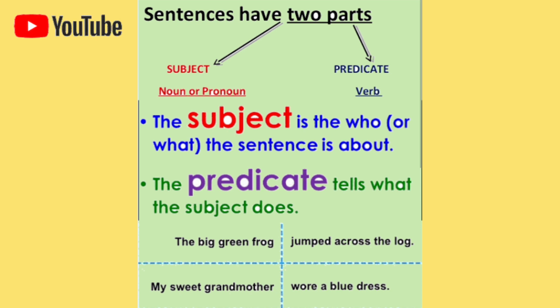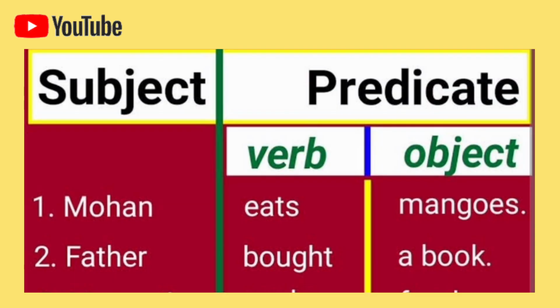My sweet grandmother wore a blue dress. My sweet grandmother is the subject in the sentence. Wore a blue dress is the predicate in the sentence. Students, each sentence has a subject and a predicate.